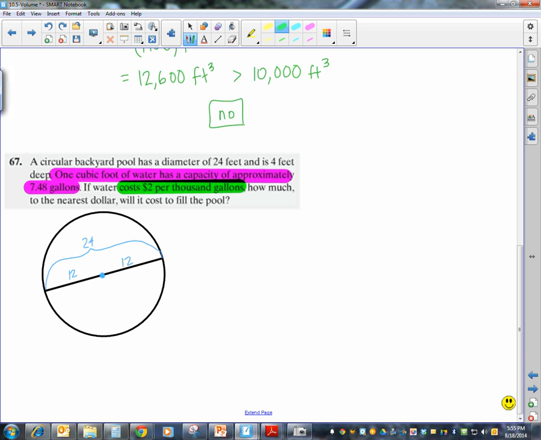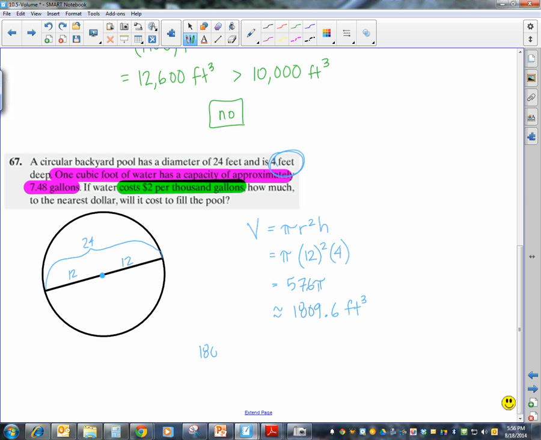So hopefully you got that it's circular and it's coming up out of the ground. So that's a cylinder that we're going to be dealing with. And the volume of a cylinder is pi r squared h. So the radius we calculated was 12. And my height, they told me right here, because it's 4 feet deep, is going to be 4. So when I multiply that out, I get 576 pi, which is approximately 1,809.6 cubic feet.